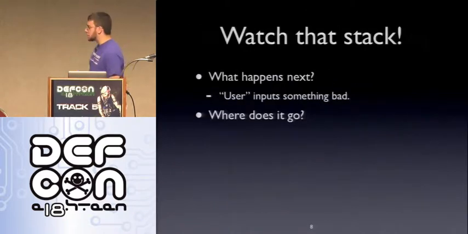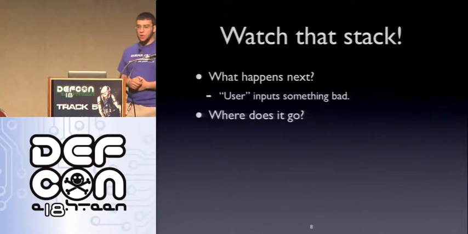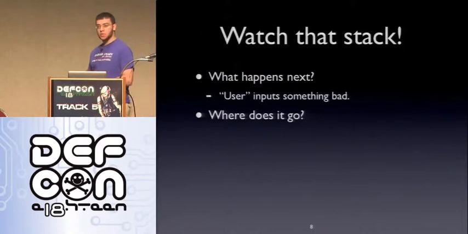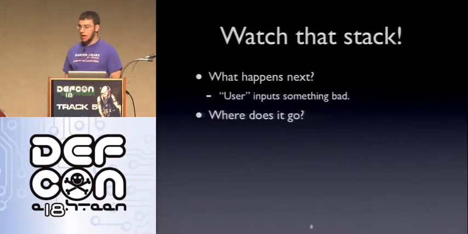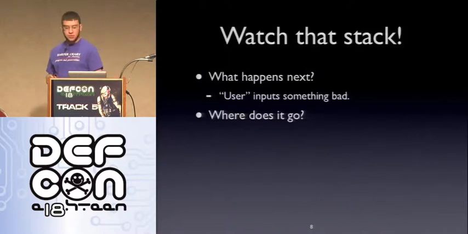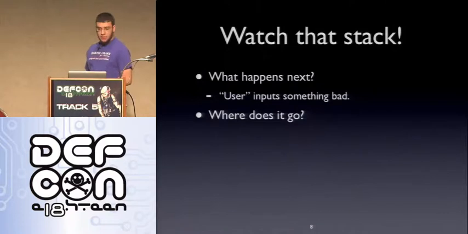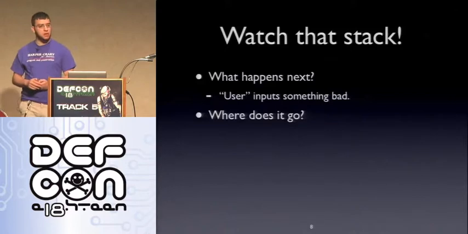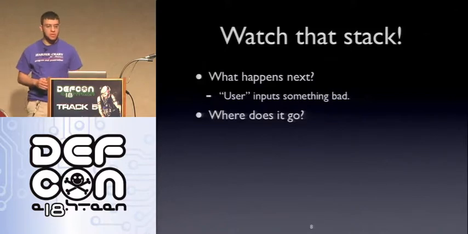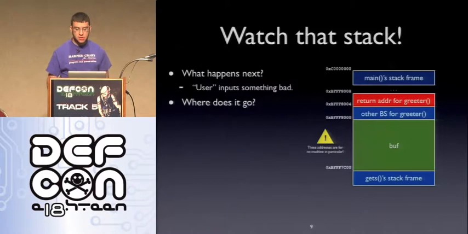So let's take a little look here, and I'm going to give you a little memory diagram of what's going on. I think this is a useful visualization, just as a refresher. I'm sure everybody here knows how a stack smash works, but let's talk through this. The user inputs something bad through gets, and where does it go? Where in memory is this going to go? I've drawn a nice little picture for you.